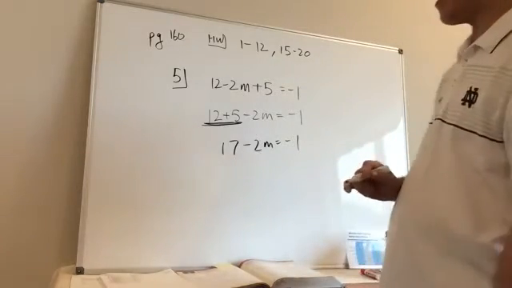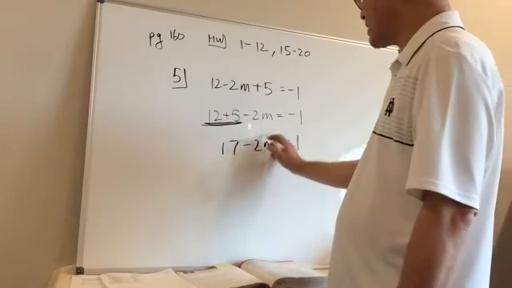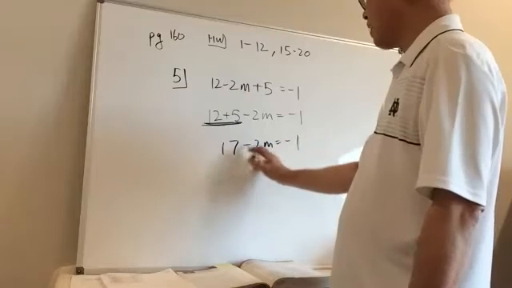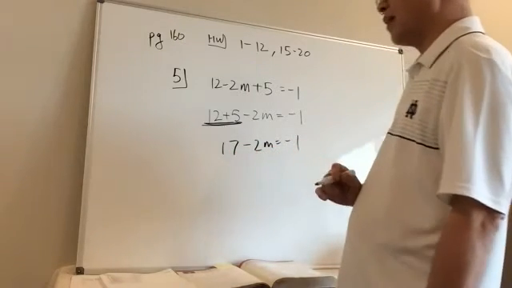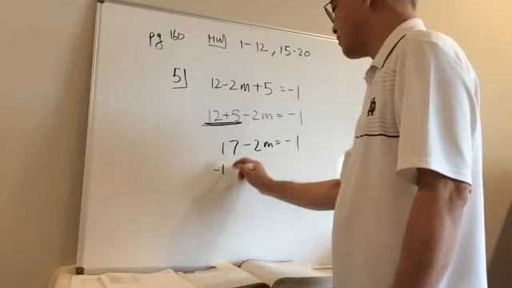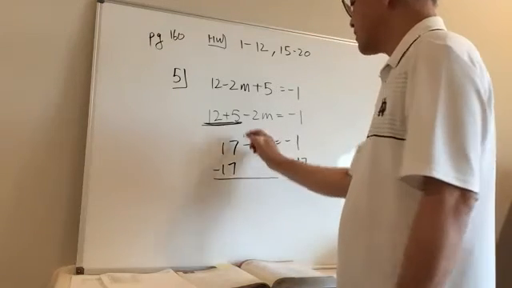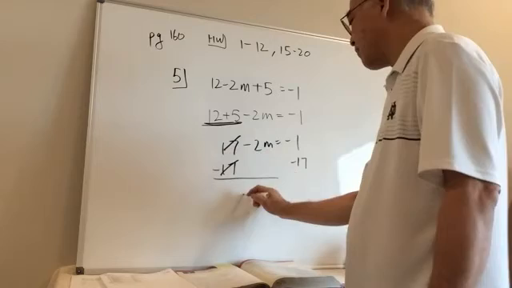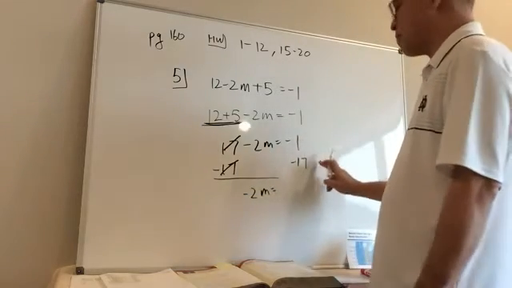Okay, so now what am I going to do? I want this by itself, right? In order to have this by itself, I need to get rid of this. And how am I going to do that? Minus 17 on both sides. So now this guy and this guy go away. I have negative 2m is equal to negative 1 minus 17.